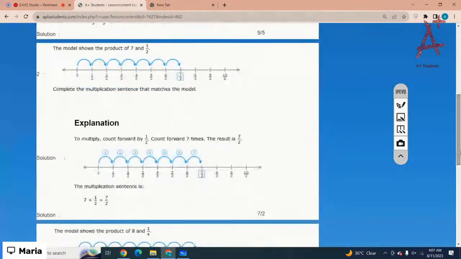Let's look at the other example. The model shows the product of 7 and 1 over 2. So you have to do 7 and 1 over 2. You can start from here. Just count the arrows: 1, 2, 3, 4, 5, 6, 7, and you end up on 7 over 2. That means 7 times 1 over 2 equals 7 over 2.